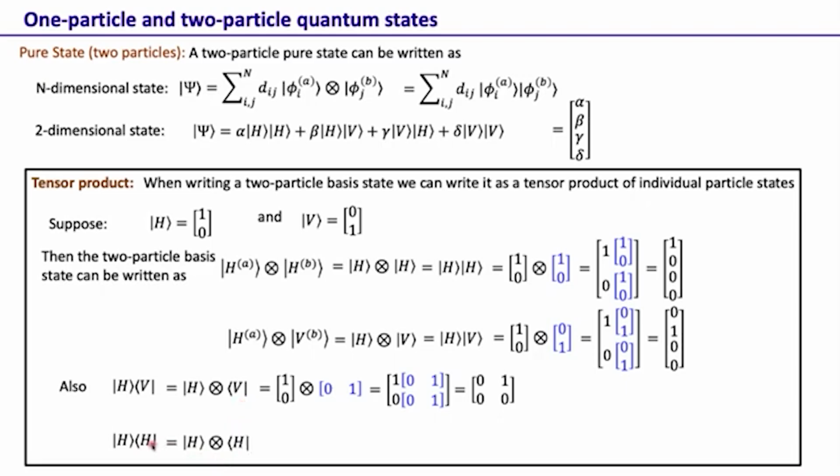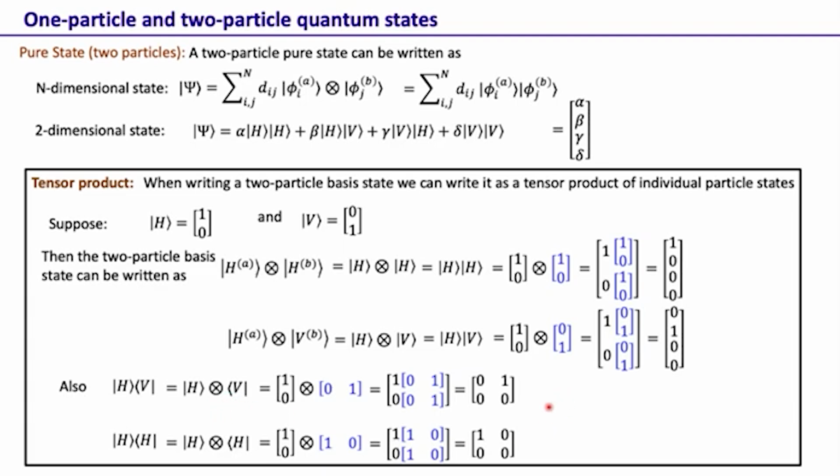And if you have |H><H|, these are the projectors we use when we do measurements. In that case, we can see that it is (1, 0) over (0, 0). So this is just a quick introduction to the tensor product, because when we write a two-particle state, this tensor product is what we mean. And when we write a two-particle projector, it will be |HH><HH|. There also, what is implied is the tensor product, and that's how we calculate it.